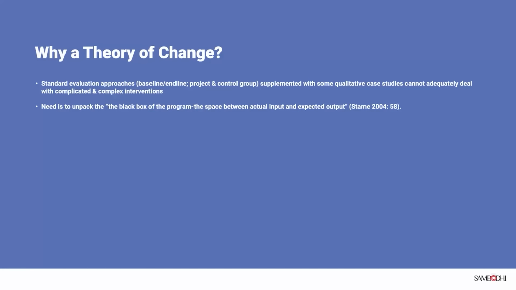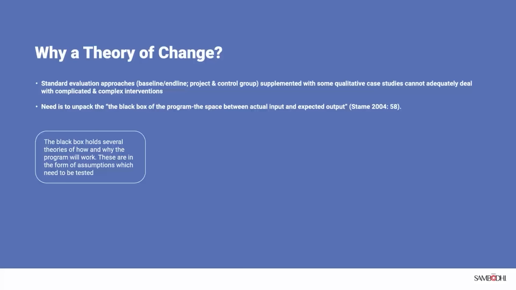Standard evaluation approaches such as baseline or project and control group are not sufficient to deal with complex interventions. Qualitative case studies are often added, but they still may not adequately explain the underlying mechanisms of a program. This is where the theory of change framework comes in. It helps unpack the black box of a program and understand the space between actual input and expected output. The black box of a program contains several theories of how and why the program will work. These are in the form of assumptions that need to be tested.